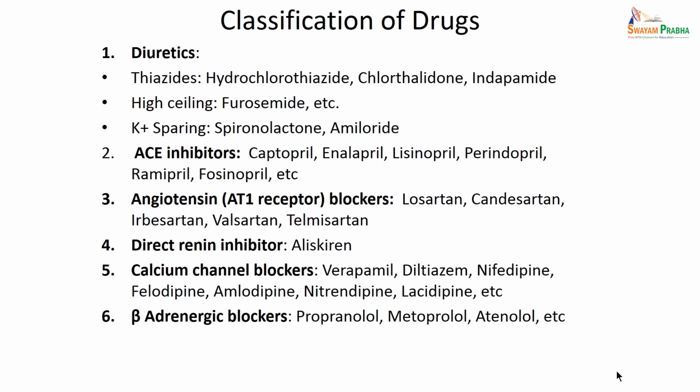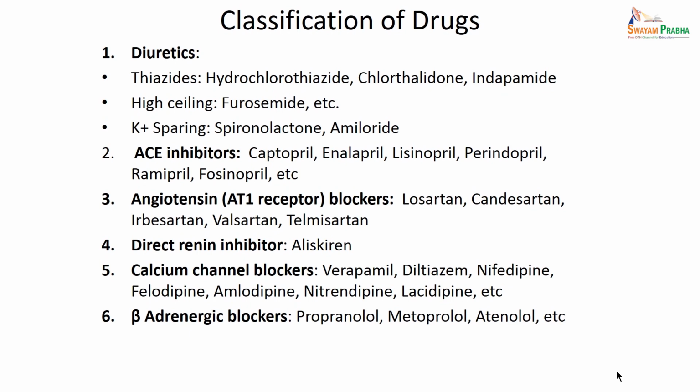The second group of drugs commonly used is the ACE inhibitors, angiotensin converting enzyme inhibitors. There are several ACE inhibitors, some of which are prodrugs, like captopril, enalapril, lisinopril, perindopril, ramipril and fosinopril. So, there are a lot of ACE inhibitors. Then we have a more targeted class that acts only on the angiotensin receptors, the angiotensin receptor blockers. The most commonly used are losartan, candesartan, irbesartan, valsartan and telmisartan.